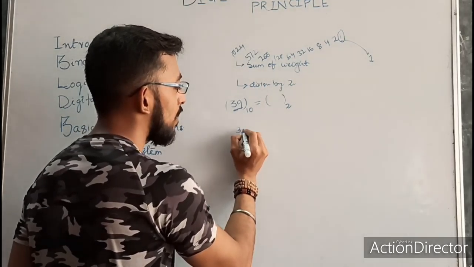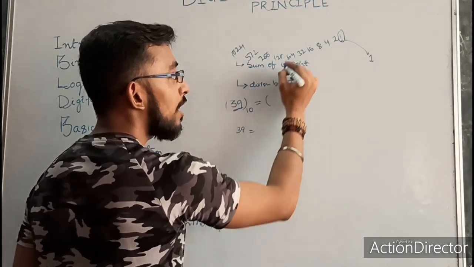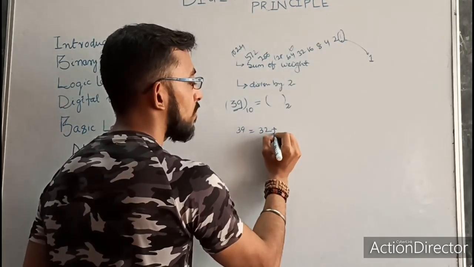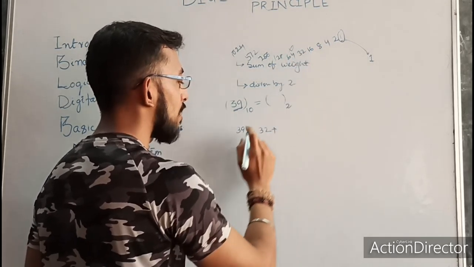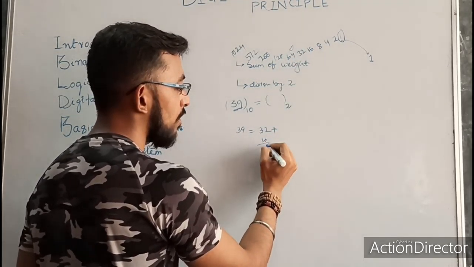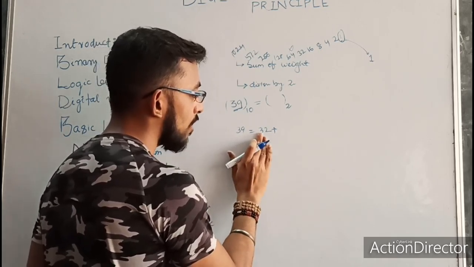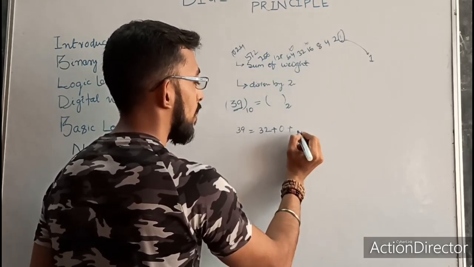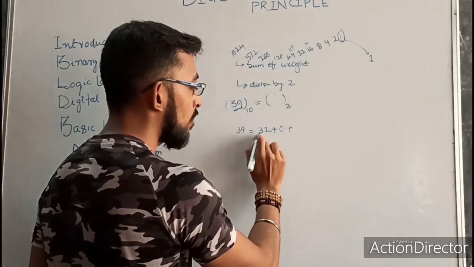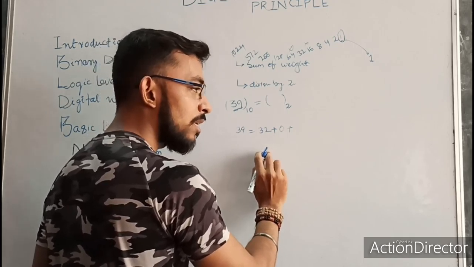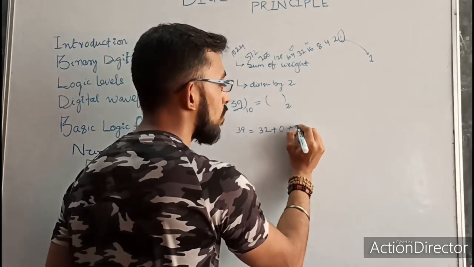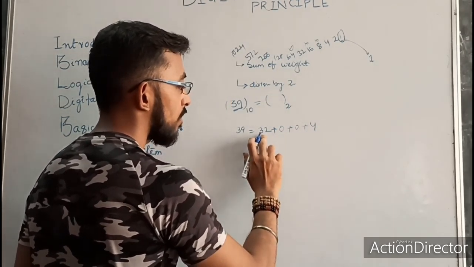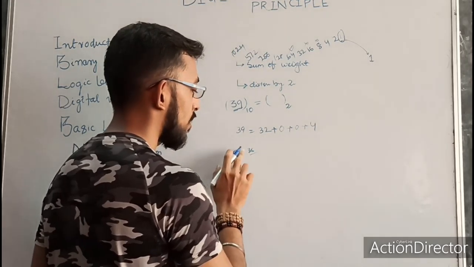Then how can 39 be written? I can't use 64, it is much more than 39. So I have to use 32. If I add 16 to it, 32 plus 16 gives 48, which is much more than 39, so I am not going to use 16. If I use 8, then 32 plus 8 gives 40, which is also greater than 39, so I am not going to use 8 either. Now I will use 4. 32 plus 4 gives 36, which is less than 39.